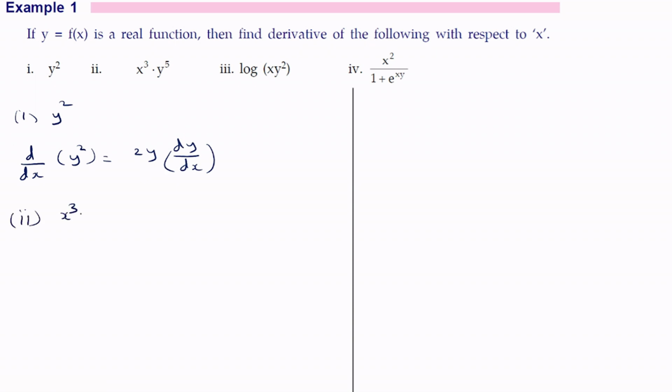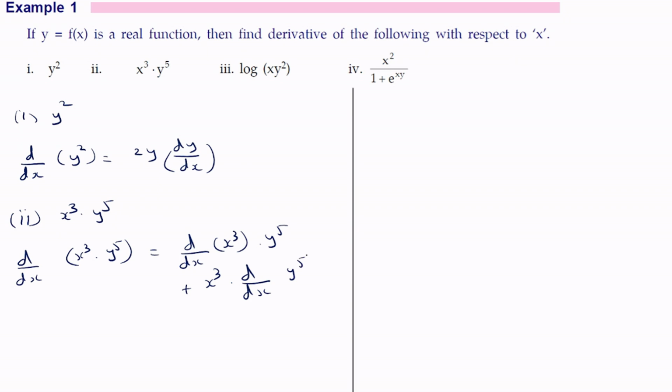The next subdivision is x cube into y raised to 5. So derivative of x cube into y raised to 5, we have to use product rule. So it is derivative of the first function into the second function plus first function into derivative of the second function. So this is equal to 3x square into y raised to 5 plus x cube is there. Here derivative of y raised to 5 is 5y raised to 4 into dy by dx. So this is the derivative of this function.